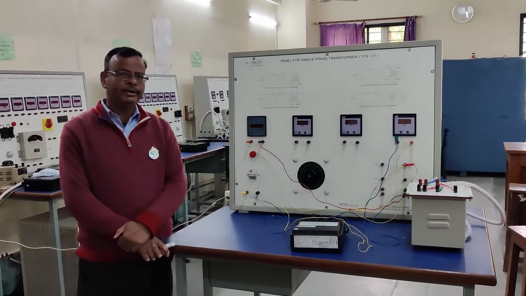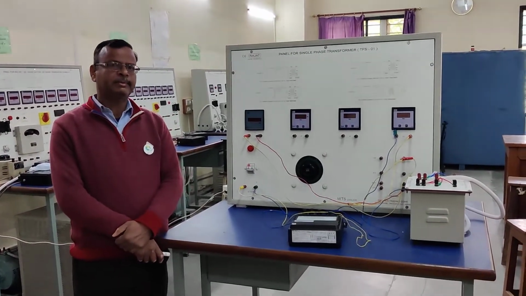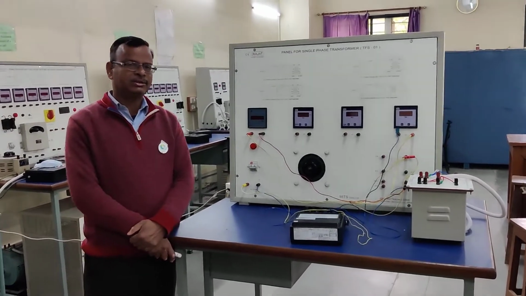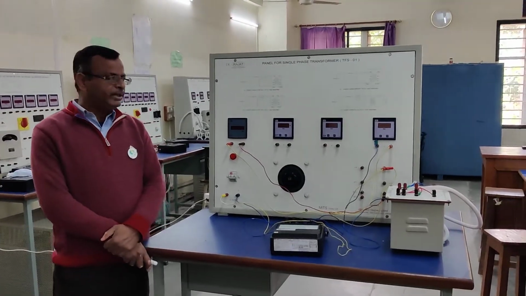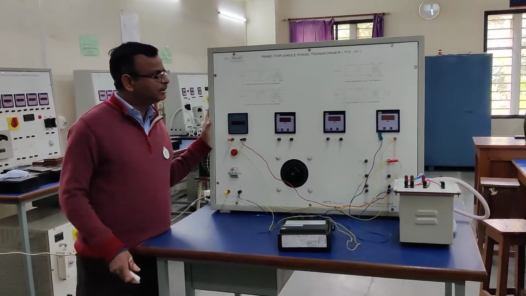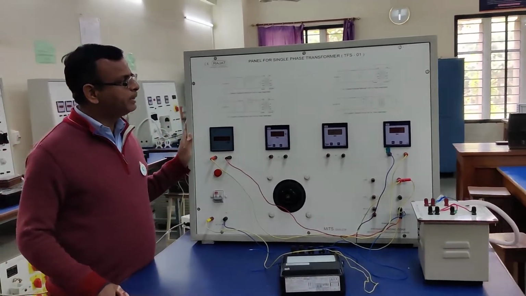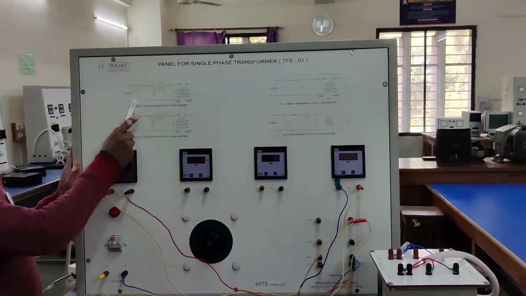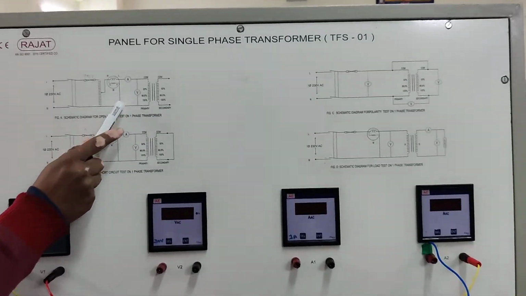Students, today we are going to perform a new experiment on a transformer. The objective is the open circuit and short circuit test. We have displayed the experimental panel for performing this open circuit and short circuit test. The circuit diagram is given here. This diagram is for the open circuit test.